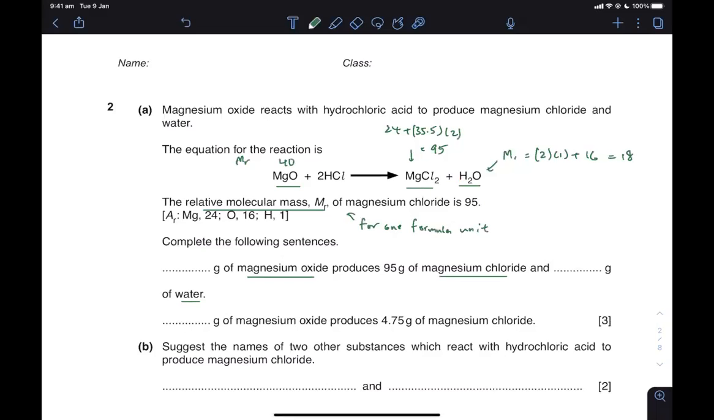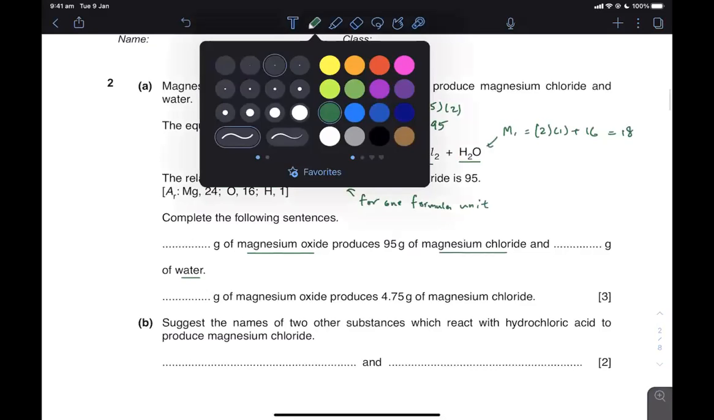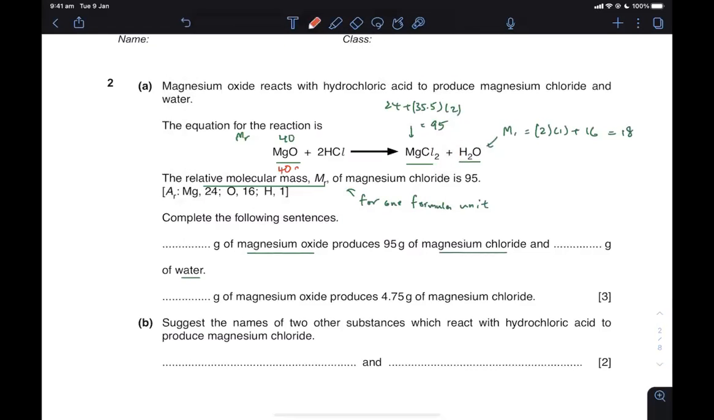So altogether, we can see the proportion from the Mr. So what we say is 40 grams of it will give us, there's 1 of it, so they will give us just 95 grams, and there's just 1 water, so they will just give us 18 grams of it. So magnesium oxide to magnesium chloride is 1 mole to 1 mole, 1:1. So what we are saying is 40 grams of magnesium oxide will give us 95 grams of MgCl2. So therefore, when you have 95 grams of MgCl2, we are looking at what is this number here.